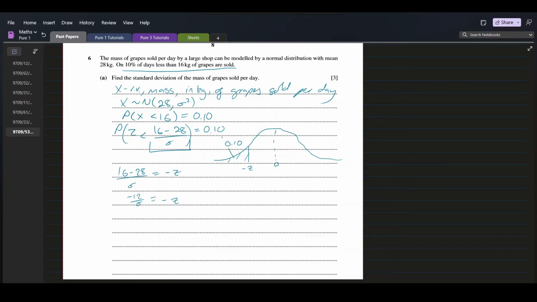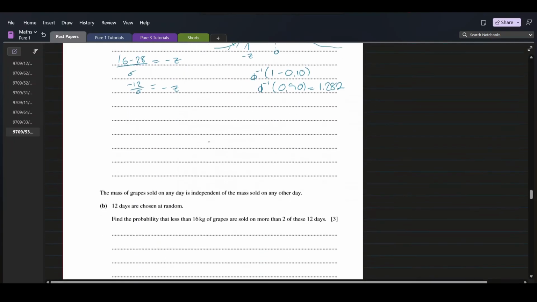So using the tables in reverse, we can say inverse phi of 1 minus 0.10. Since our table starts with areas greater than 0.5, we have to use inverse phi of, in this case, 1 minus 0.10, which is 0.90. So the z value at 0.90 is equivalent to 1.282. So we can then substitute that here.